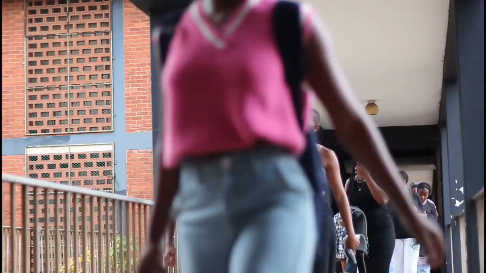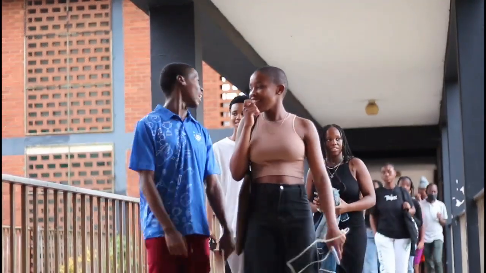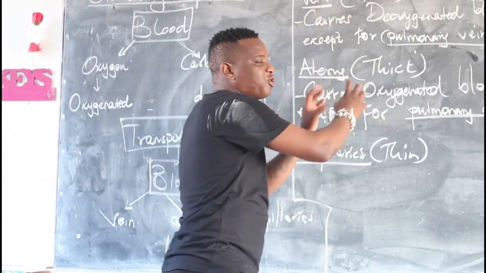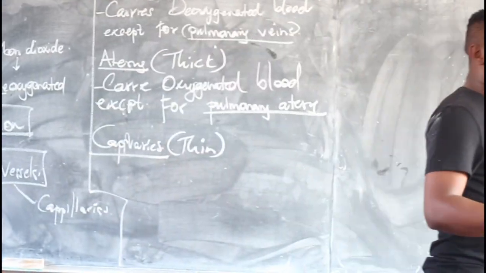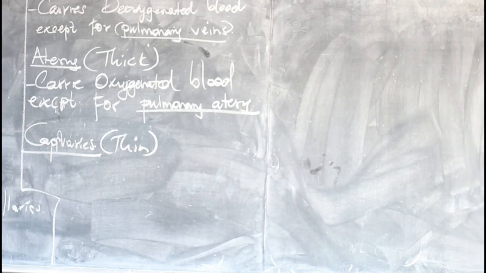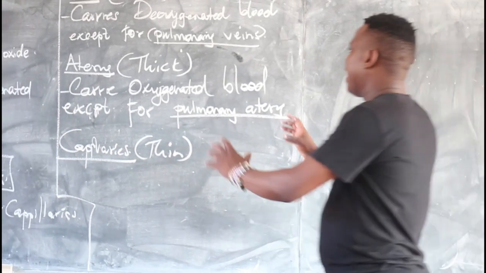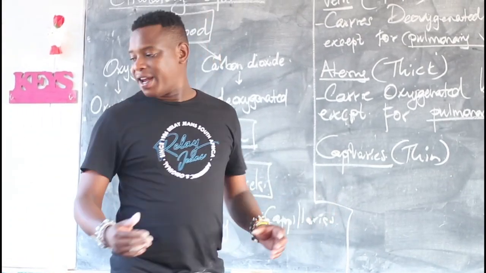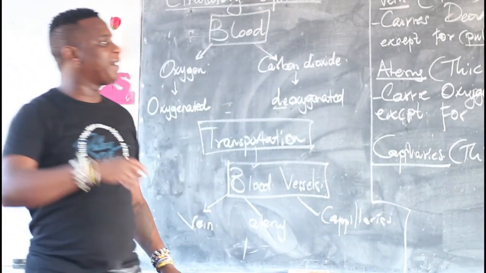Because when you look at the vein and compare it to an artery, there is no high pressure in the vein compared to the artery. Normally when blood flows through the artery, it is carrying blood at a high pressure. Do you understand?